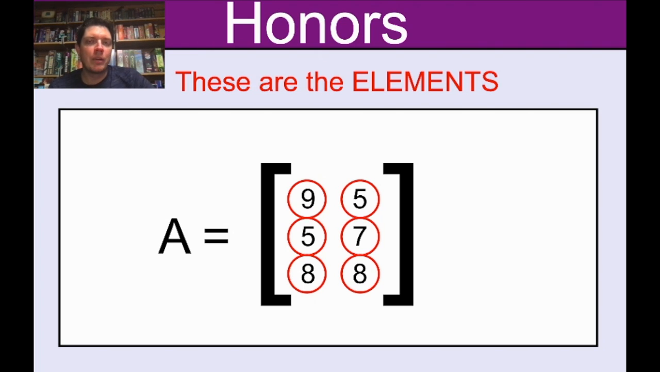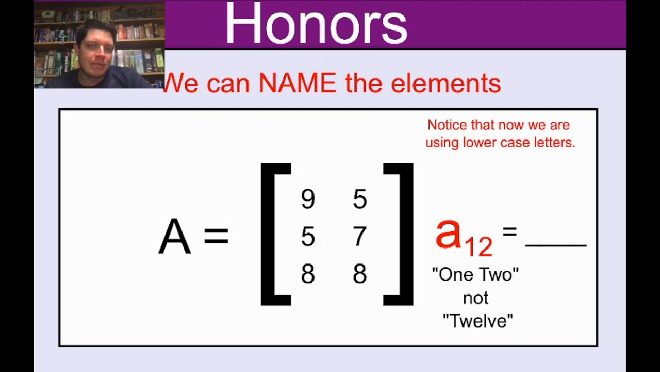And every element is going to have an address. I don't know if there's a better word for it, but basically you can give each element a name or an address, something like that. And it looks like this. In matrix A with the capital letter, we can give it an address, which would be a lowercase a. That means we're talking about an element inside of capital A, the matrix. So lowercase a means we're talking about a specific element.